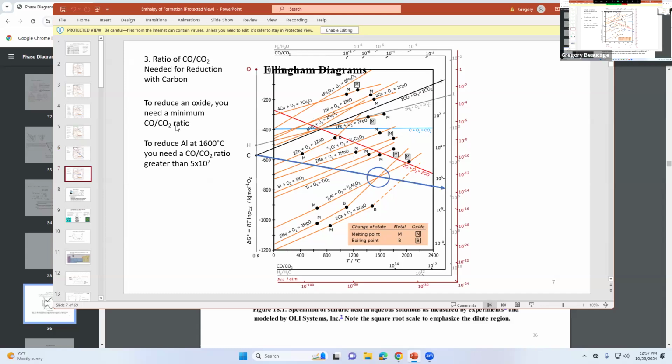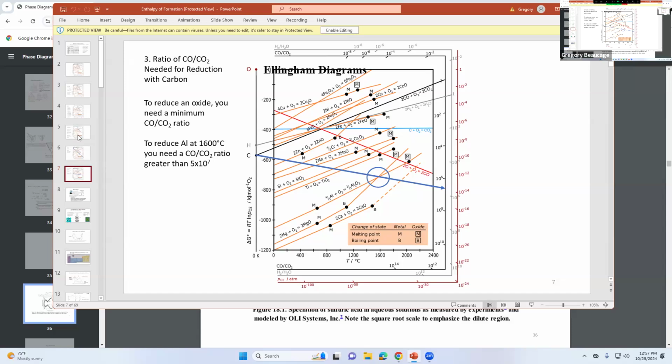And then this is for if you're doing something normal, like iron, where you're going to reduce it with carbon. So this is the CO2 ratio to drive the oxidation-reduction reaction using carbon, for aluminum, say. That's also 1600 to get some particular CO2 ratio, like 5 times 10 to the minus 7.